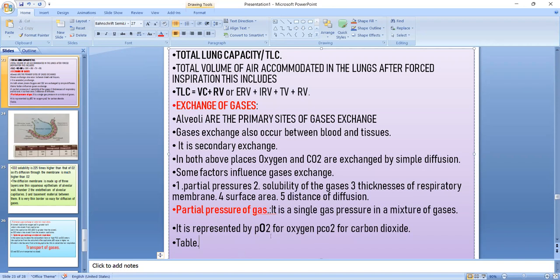We should understand this concept, then only we can understand the next topic. It is represented by PO2 for oxygen, PCO2 for CO2. PCO2 means partial pressure of carbon dioxide, PO2 means partial pressure of oxygen.